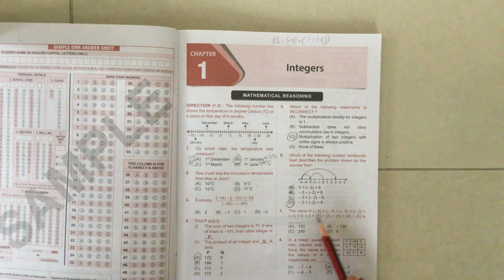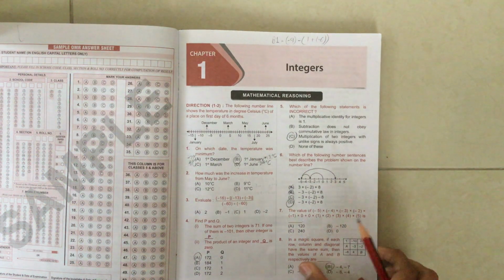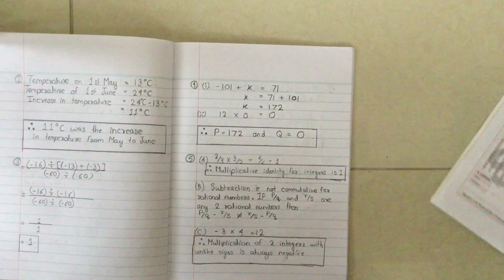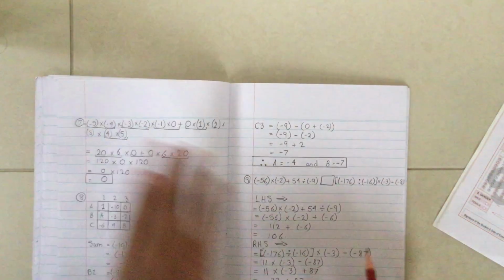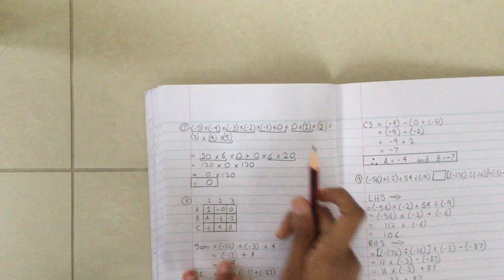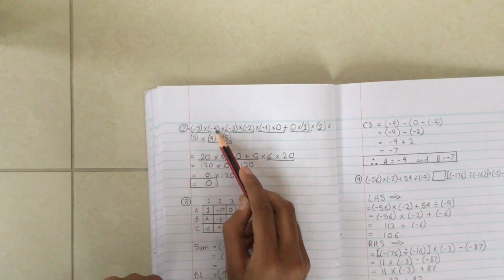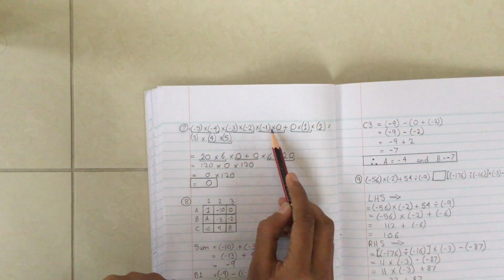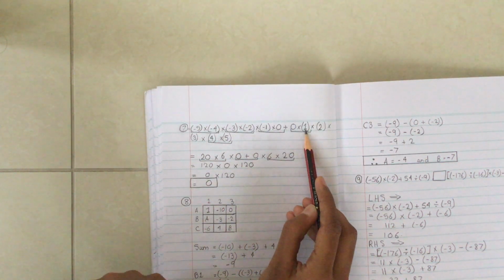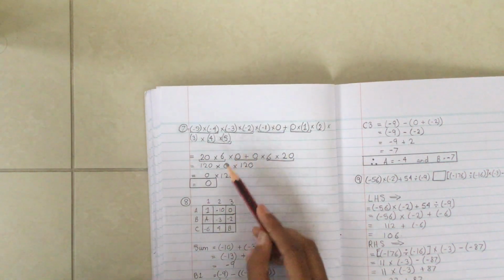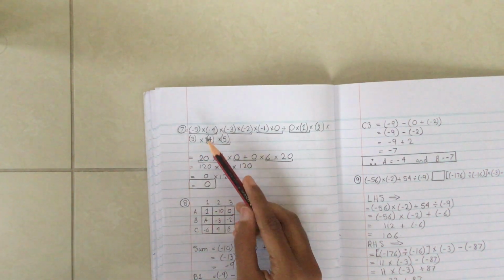Here we have to find the value of this problem. This is how we solve it. Here I have written the question. I have paired up the numbers. For example, I have paired up minus 5 into minus 4, minus 3 and minus 2, minus 1 and 0, 0 and 1, 2 and 3, and 4 and 5. Then I multiplied all the answers.